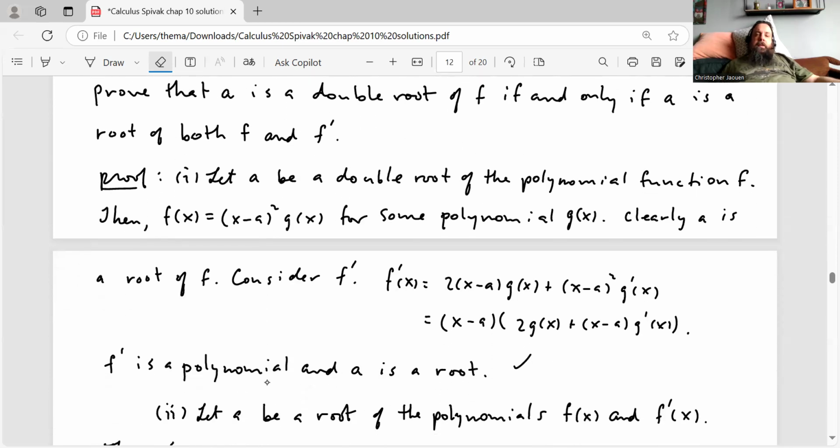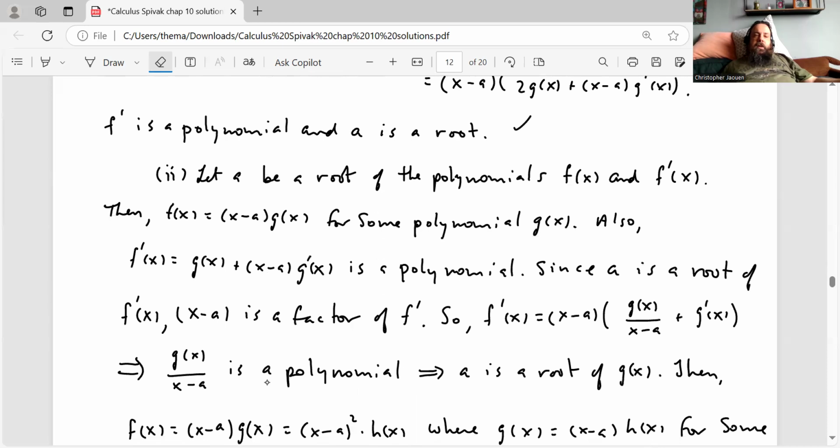Part 1, let a be a double root of the polynomial function f, then f of x equals x minus a squared times g of x, for some polynomial g of x. Clearly, a is a root of f. Then consider f prime. F prime by the product rule is 2 times x minus a times g of x, plus x minus a squared times g prime of x, which if you factor out the x minus a, gives you x minus a times 2 times g of x, plus x minus a times g prime of x. F prime is a polynomial and a is a root.